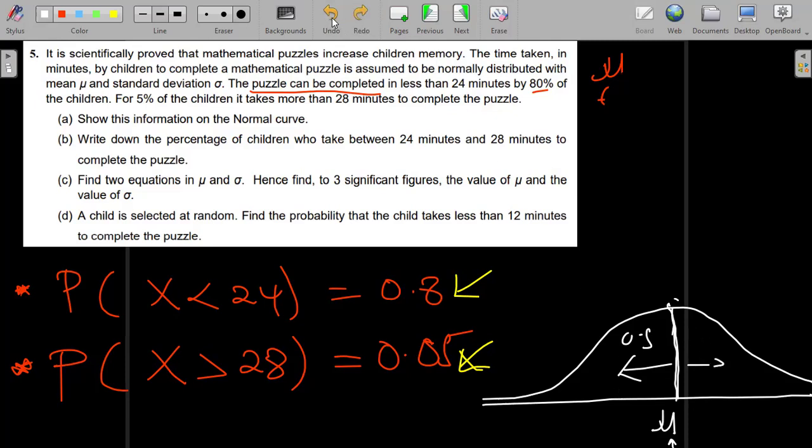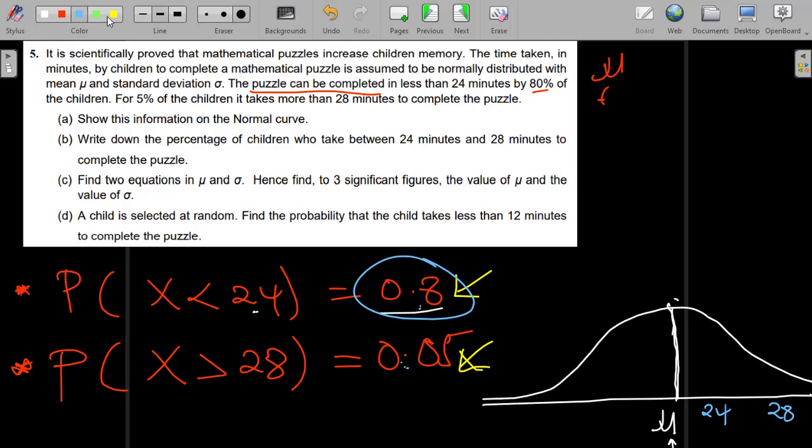Okay, so now in the first situation, we have the probability that X is less than 24 being 0.8. So it means this 24 has to be after the what? The mean. Because the probability there is 0.8, and 0.8 is greater than 0.5. So the 24 can be somewhere here. And then the 28, of course, should be somewhere there.